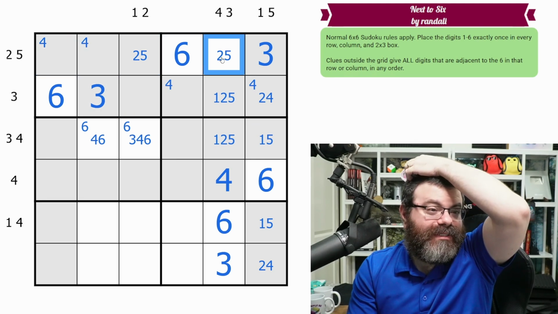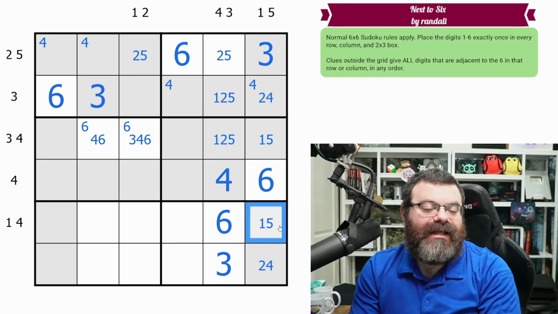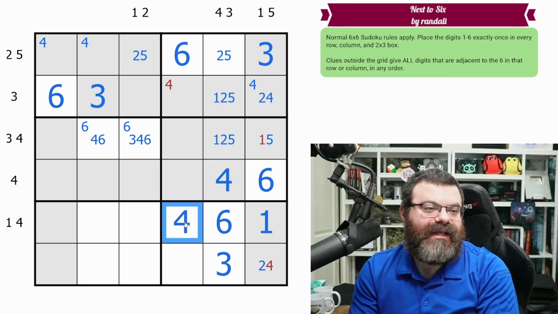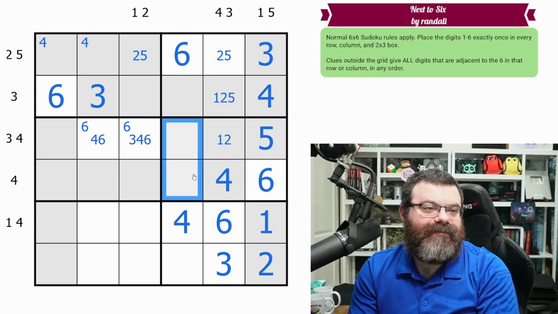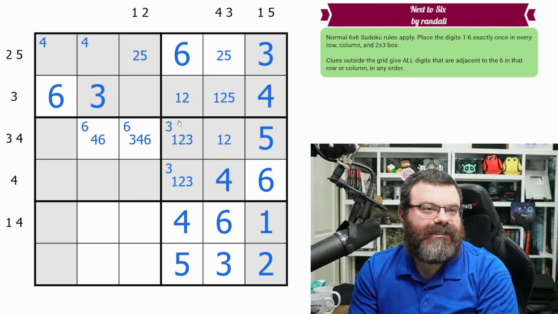Did I miss anything with 6s that I haven't? Yes, this 6 is surrounded by a 1-4. So this can't be 4. So that's the 1 and that's the 4. That gives us the 5 here. Places the 4 here and the 2. So that's not 5. In fact, we have 1, 2, 3 here. 3's in one of these two. 5 goes there. This can't be a 3, so it's from 1, 2.